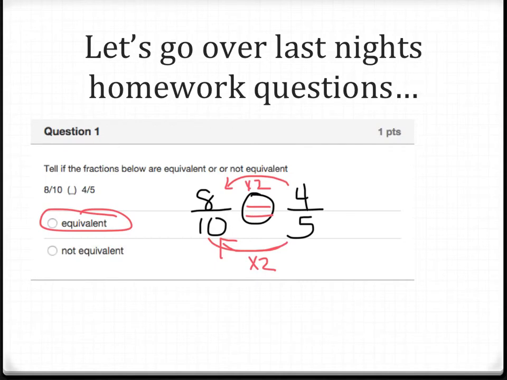I could prove this in a picture. If I draw fifths, and I shade 4 of them, I show 4/5. If I cut each of those slices in half, I now have tenths, and 8 are shaded. Since I didn't do anything but cut my picture in half, I still have the same amount.